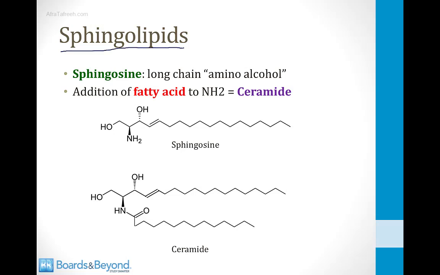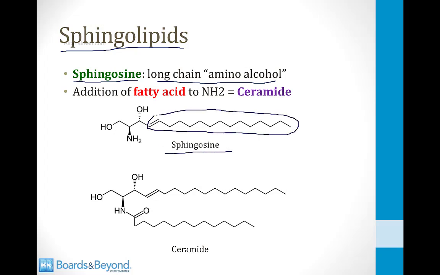So let's talk about what a sphingolipid is. Well, all sphingolipids contain a structure called sphingosine. That's where they get their name from. Sphingosine is a long chain amino alcohol. This is the structure of sphingosine on the screen. You can see that most of it is carbon and hydrogens, much like a fatty acid. However, where a fatty acid would contain a COOH group, sphingosine contains two hydroxyl groups and a nitrogen group. And all sphingolipids contain the structure of sphingosine.